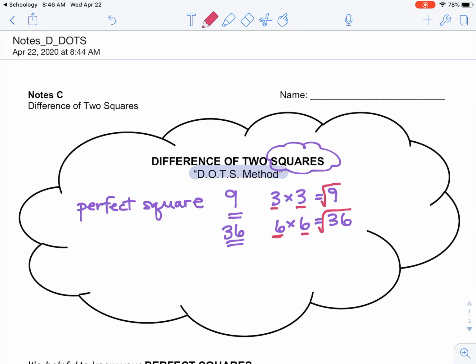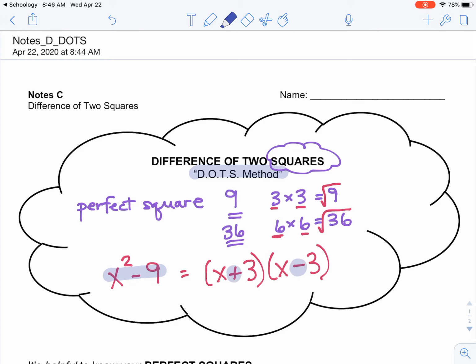So the dots method, what we're looking at here is factoring when I have a perfect square. So what this would look like is something like x squared minus 9. So to factor that, I am going to have x plus 3 and x minus 3. So whenever you have x squared minus a perfect square, you are going to get a plus and minus for your factors, and you're going to use your perfect square numbers.